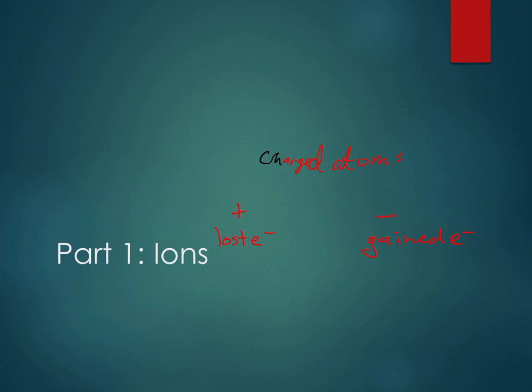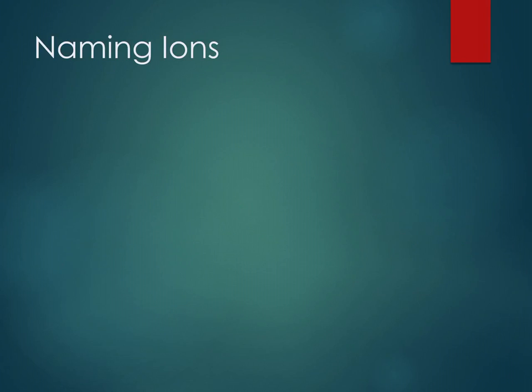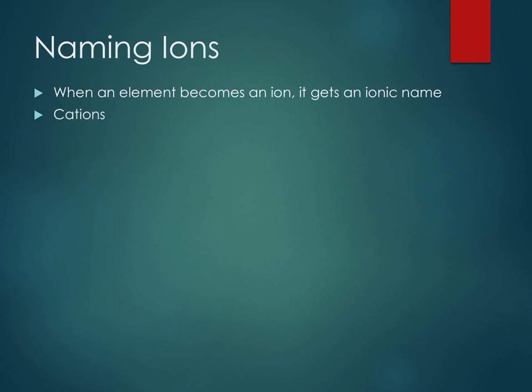All right, so ions, right? We're talking about ionic bonds. We need ions for it. So let's talk about how we name ions then. When it becomes an ion, it's going to have an ionic name.